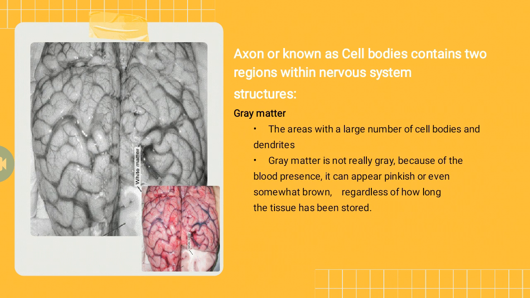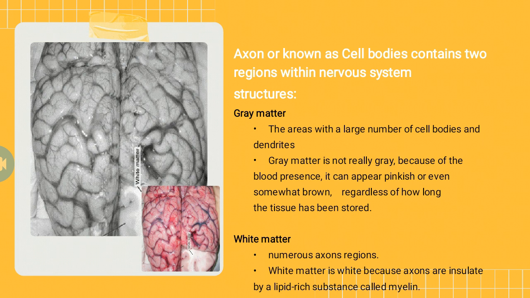Cell bodies and axons occupy two regions within the nervous system structure, known as gray matter and white matter. Gray matter has areas with a large number of cell bodies and dendrites. Gray matter is not really gray; because of the blood present, it can appear pinkish or even somewhat brown, regardless of how long the tissue has been stored. White matter consists of numerous axon regions, and it is white because axons are insulated by a lipid-rich substance called myelin. Myelin is responsible for the white color in white matter, and it also protects some nerve fibers from injuries.